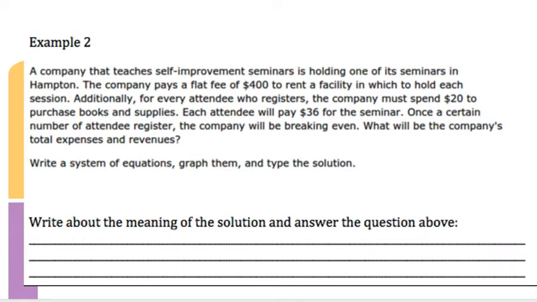Example 2. So again, I'm going to read it to be able to build equations, and then I'm actually going to solve this one not with graphing, but probably with substitution. Okay, here we go. A company that teaches self-improvement seminars is holding one of its seminars in Hampton. The company pays a flat fee of $400. Okay, so this looks like it's going to be the y-intercept.